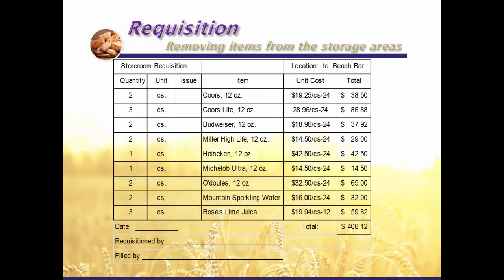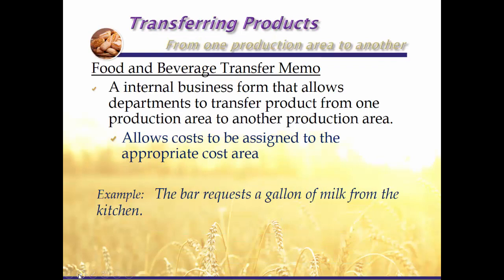Okay, this is an example of a requisition found on page 82. When removing items from the storage areas, they go directly into food costs. So, how do we transfer these products? Well, we use a tool called the Food and Beverage Transfer Memo, and this transfers your products from one production area to another production area's food costs.